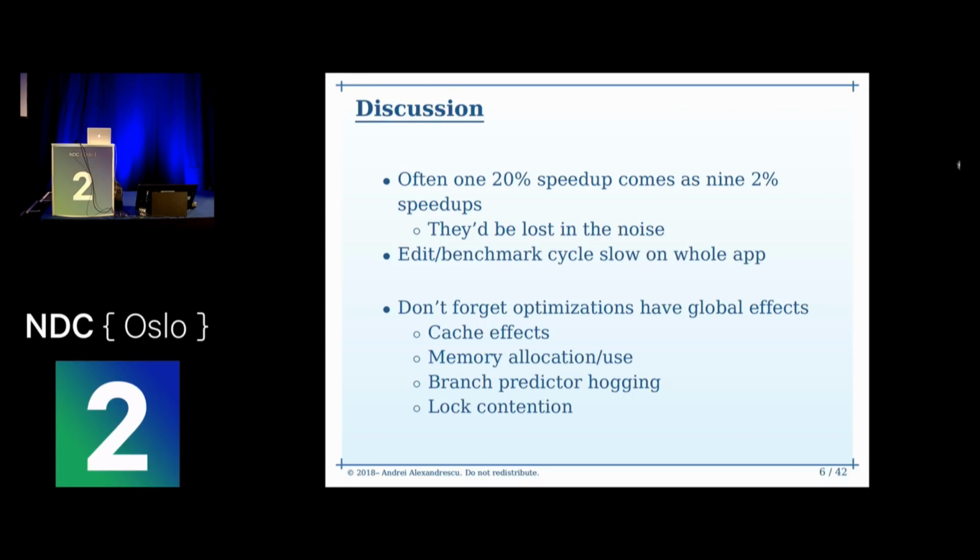Do not forget that optimizations have global effects. There's cache effects, there's memory allocations and deallocations, there will be branch predictor hogging, there will be lock contention, etc., etc., etc. So that's why after you improve your thing by 20%, you've got to carry it back into the application and see what happened to those 20%, right?